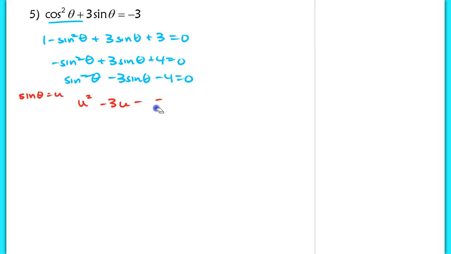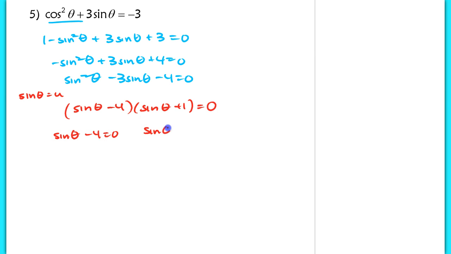So I'm going to erase this real quick. So sine squared theta minus 3 sine theta minus 4 can factor into the sine of theta minus 4 times the sine of theta plus 1. So now I've just turned this into a product, so I can use the zero product property now. So I have the sine of theta minus 4 equals 0, and the sine of theta plus 1 equals 0. So from here I get two different equations that I need to solve.